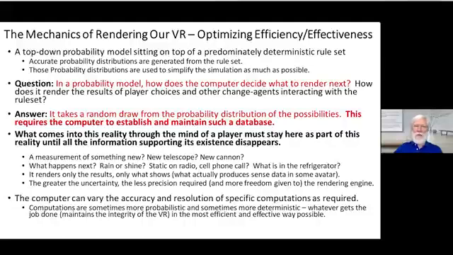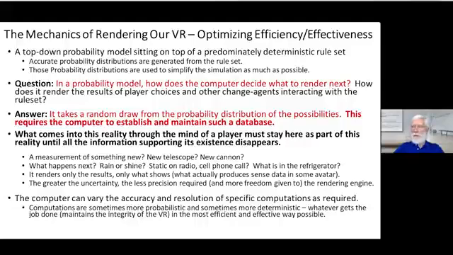So what we have is a top-down probability model. That's our virtual reality, a top-down probability model sitting on top of a predominantly deterministic rule set. Now, what does that mean, top-down or bottom-up? Those are two opposite things.